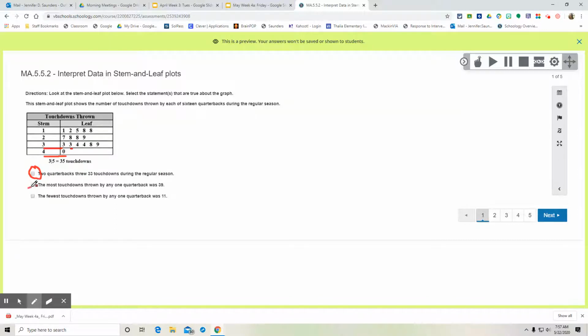So that's not correct. The fewest touchdowns thrown by any one quarterback was 11. Fewest means, of course, it's going to be the smallest number. And 11 is the smallest number. So this is correct also. 2 statements were correct here, and you had to pick both of them.